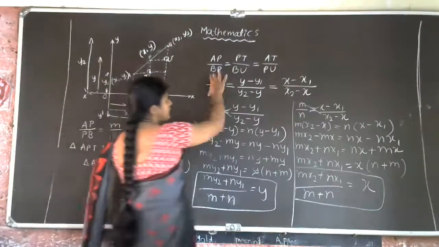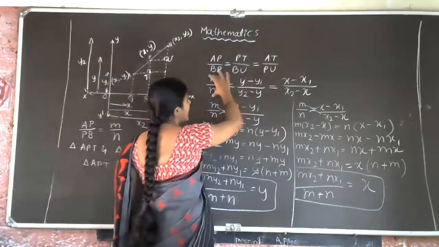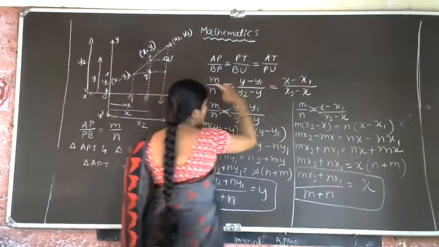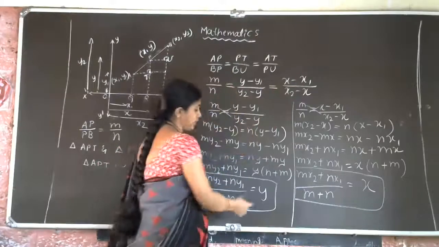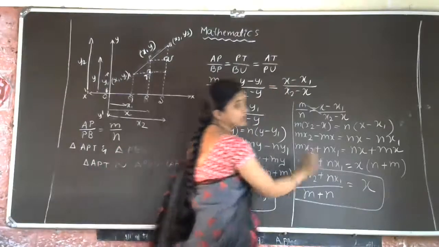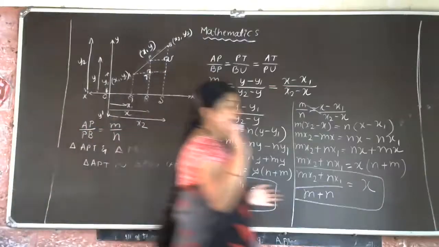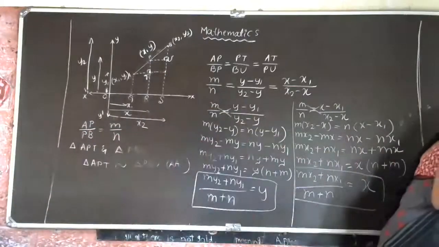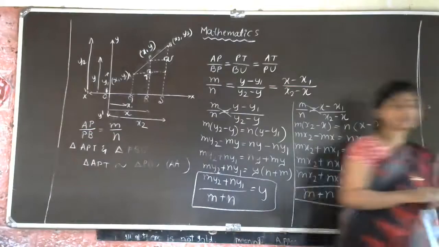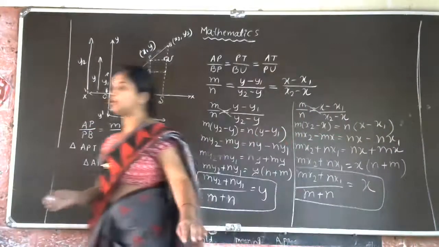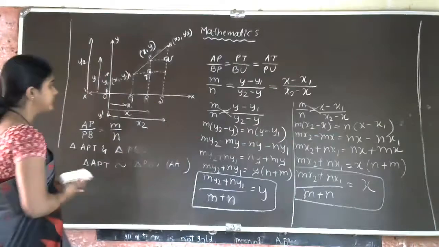Next, see, first you have to match these two and next you have to match these two. You have to follow the cross multiplication method. In that you will get the x value and y value. So here we got the x and y value. Now, how to get the section formula? Now we have to arrange this in the form of the section formula.